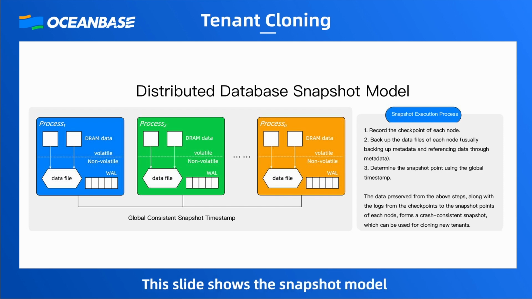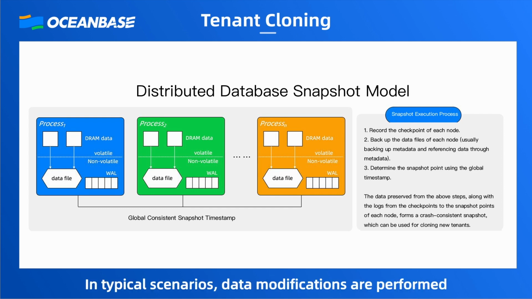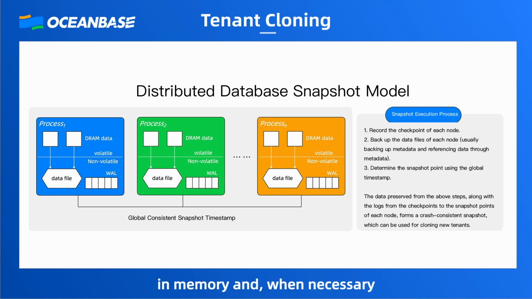This slide shows the snapshot model of a distributed database. Each database has many equal nodes, each with its memory cache, persistent log files, and persistent data files. In typical scenarios, data modifications are performed in memory, and when necessary, the logs are persisted to log files. There are also scheduled checkpoint tasks to write modified data from memory to data files and record the starting point for log replay in case of a crash, known as the checkpoint.